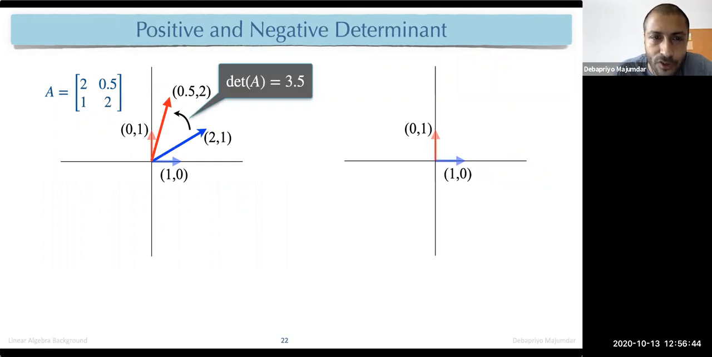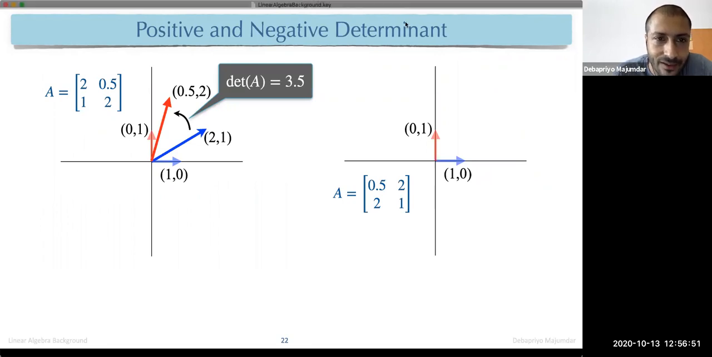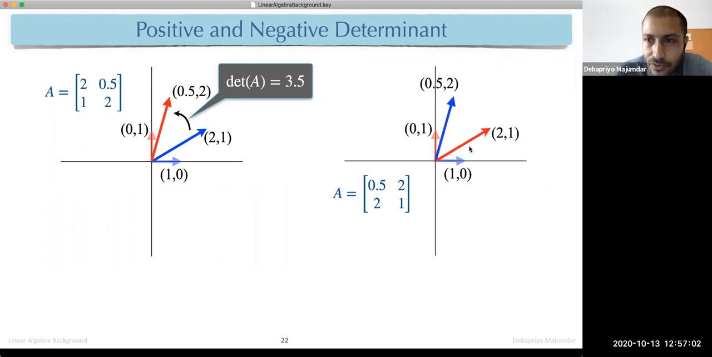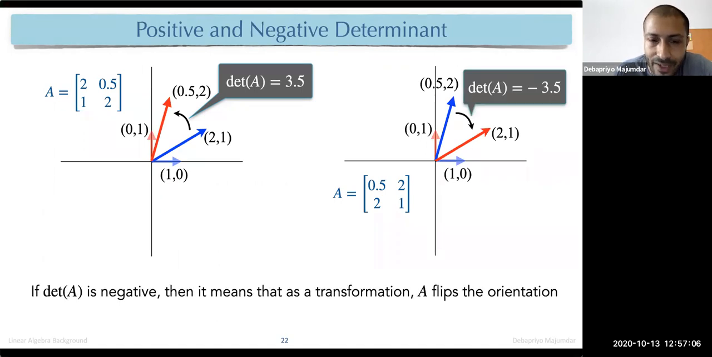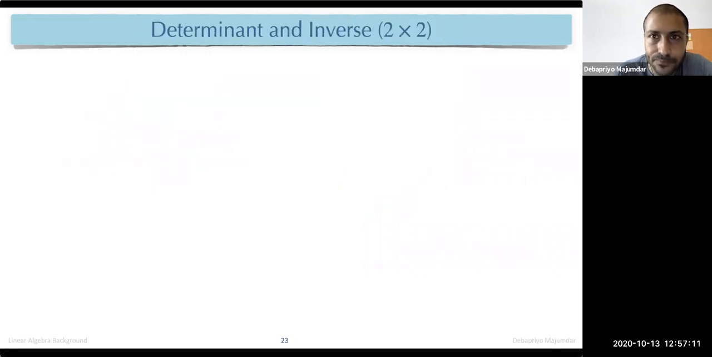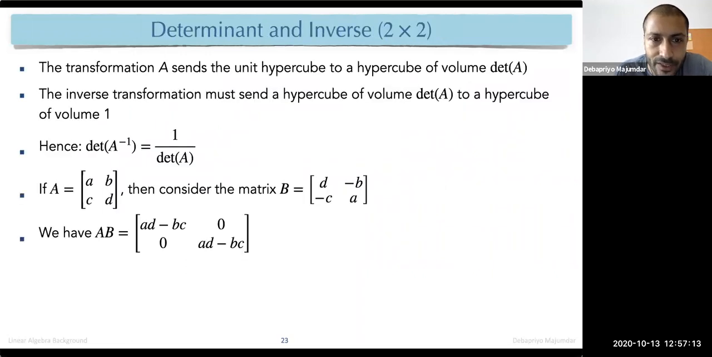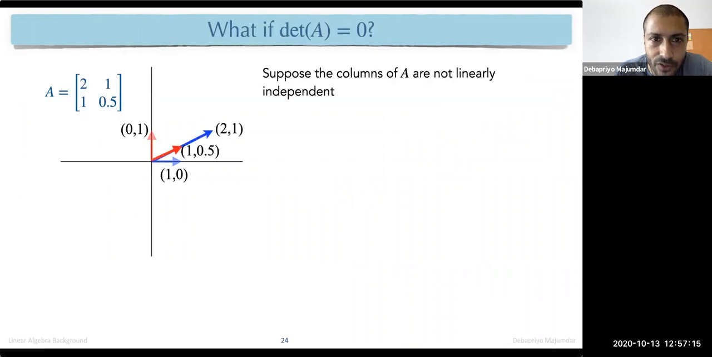Just to tell you that a positive determinant means the two basis vectors keep the same orientation, like from here, if you move counterclockwise, you go to the second basis vector. But a negative determinant means you have swapped it. This will give you a negative determinant, but the magnitude of the determinant will remain the same in case you just took the same vectors. Okay, so determinant and inverse I don't want to get into.